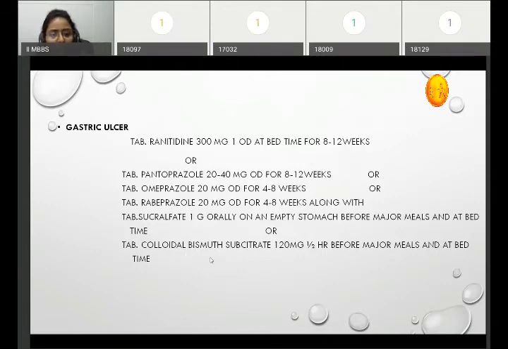Similarly, the colloidal bismuth subcitrate. It is again an ulcer protective, but its dose is 120 milligram. It is given half an hour before any meals and also at bedtime. So this dose, its duration or instructions that have to be given, you should write properly. Then coming to these ulcer protectives, they also cause delaying of the gastric emptying.